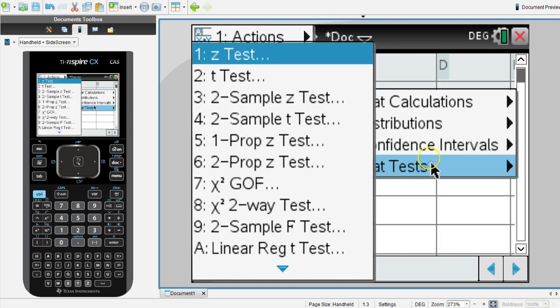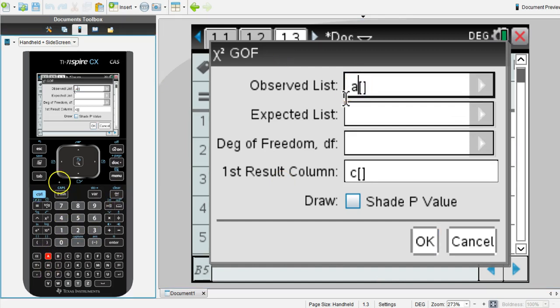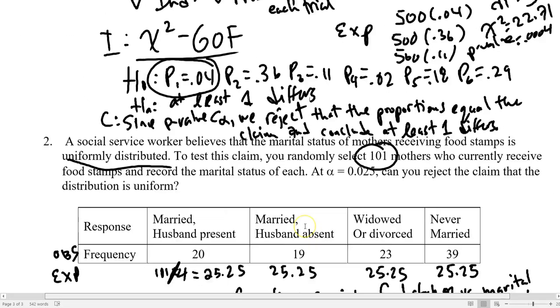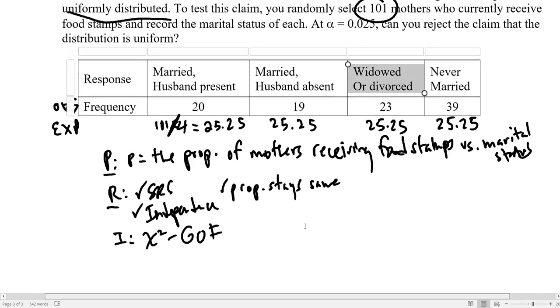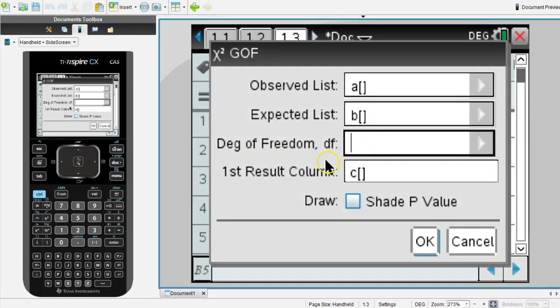Stats tests. Where are we at? Chi-squared. Goodness of fit. Our observed was in A. Our expected was in B. Degrees of freedom. Get me in trouble here. Where were we? Okay. 1, 2, 3, 4 categories. So 4 minus 1, 3. We'll need a chi-squared value. We'll need a p-value. Degrees of freedom, what did I just say? 3.